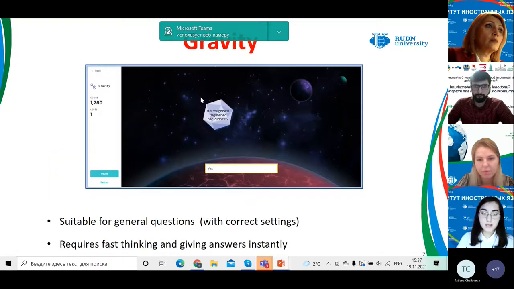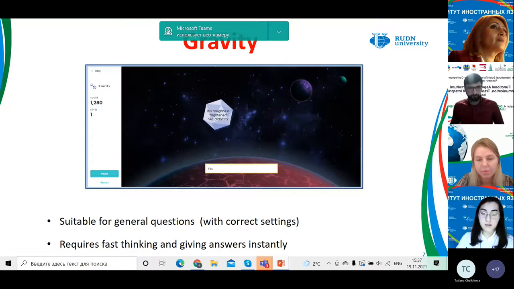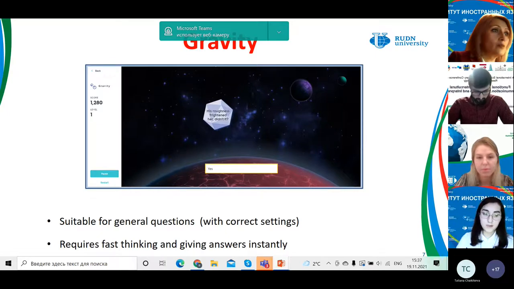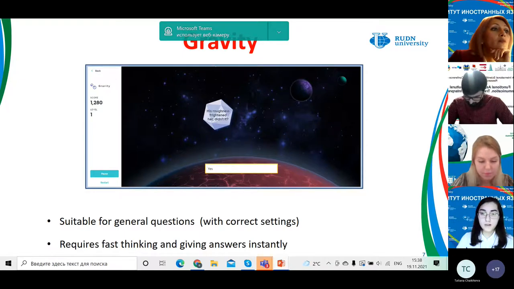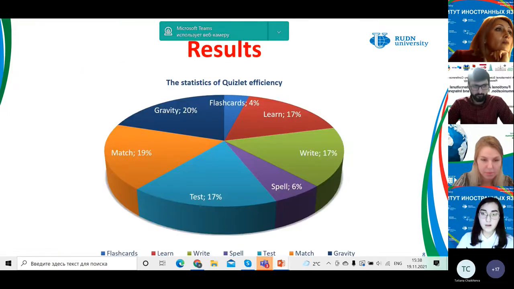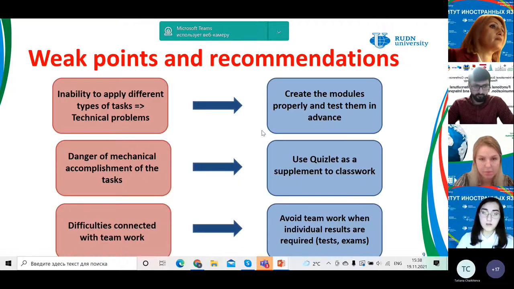Okay, so the next regime is gravity. It is very efficient with yes-no questions because it requires fast response, and to deal with it, a student should know the information very well. The research has come to such results. You can see that in the scheme, and I'd like to talk about weak points and recommendations.